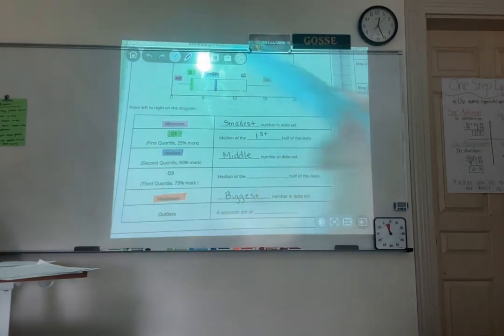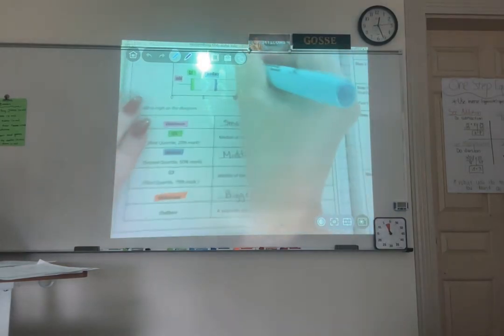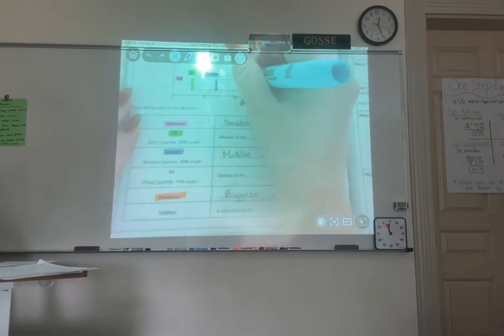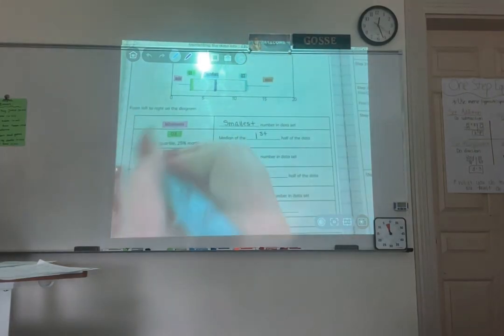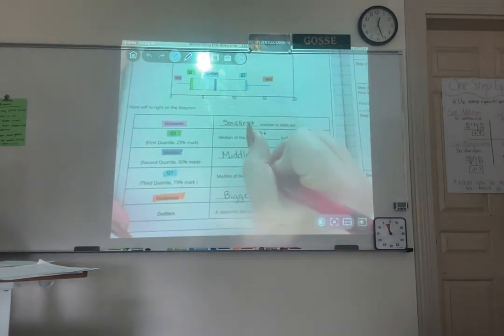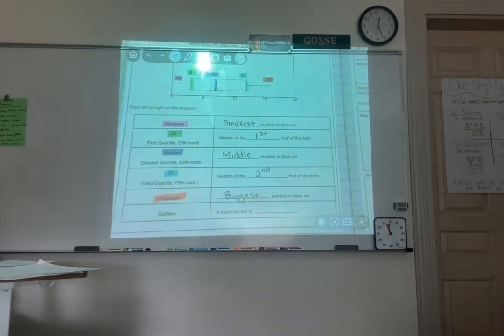Then I'm going to go into my last color. I'm using blue. We're going to go over Q3. Q3 is the same thing, but instead of the middle of the first half, it's the middle of the second half of the data. So again, it's the median of the second half of the data. So we have 5 numbers that contribute to the making of a box plot, okay?